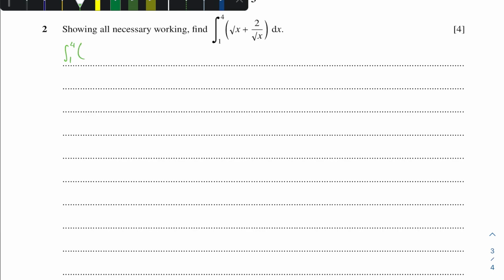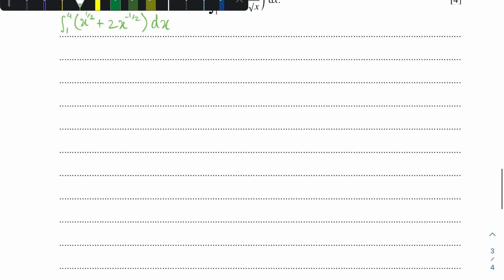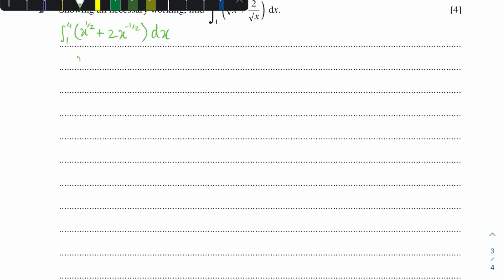And then we're gonna change square root of x, gonna be x to the half power. Alright, plus 2, this square root of x goes to the top. It's gonna be 2 times x to the power of negative half. Alright, dx. So I'm going to integrate each of these terms, one by one. So the x to the half is going to be x, add this power by 1, it's going to be x to the 3 over 2 divided by 3 over 2, which is that power.